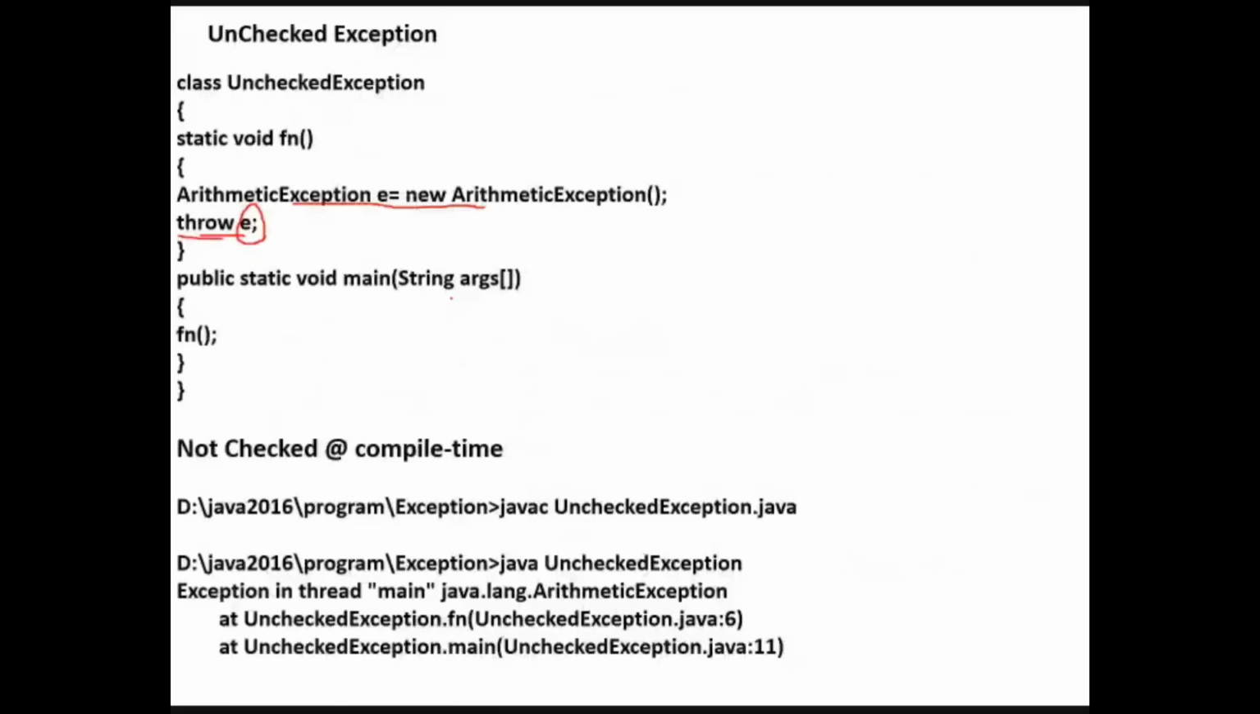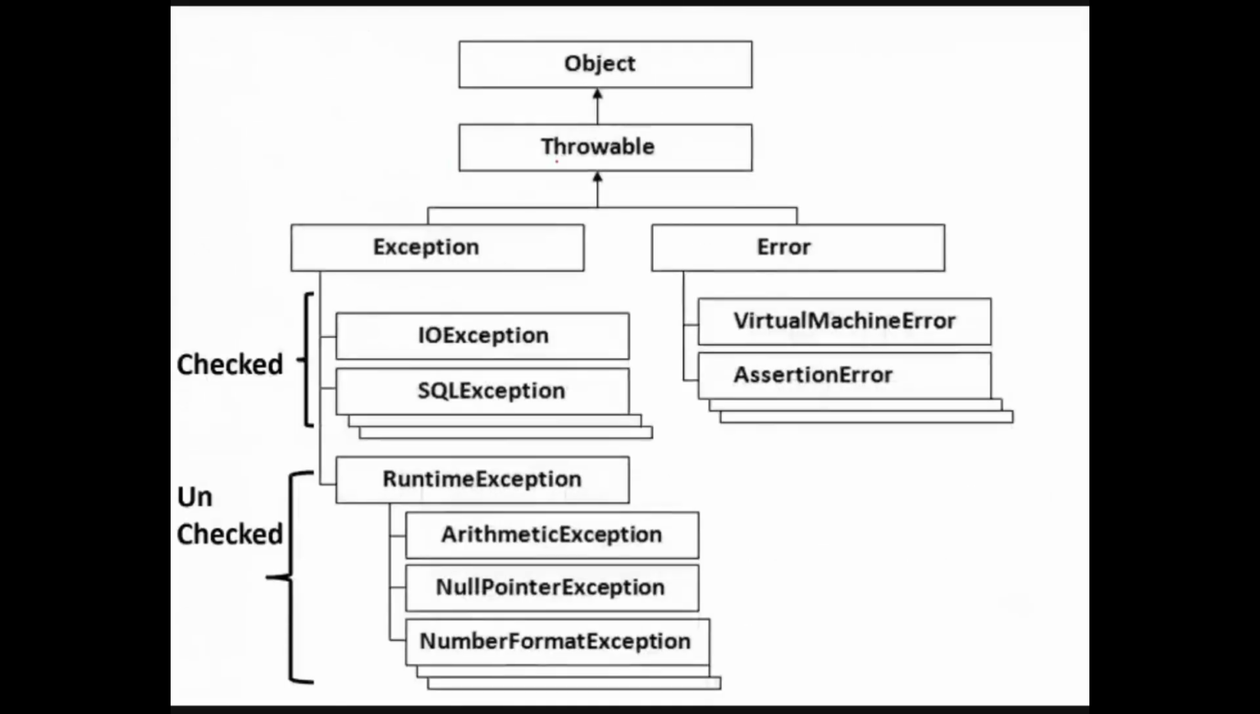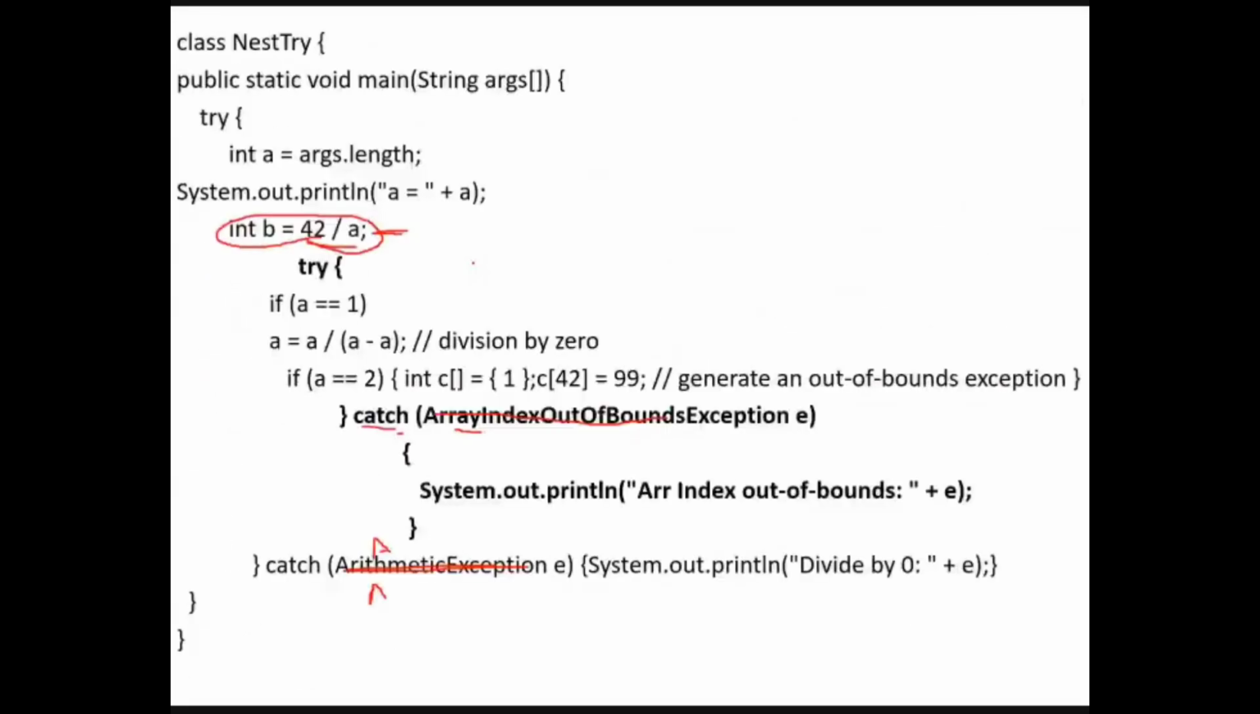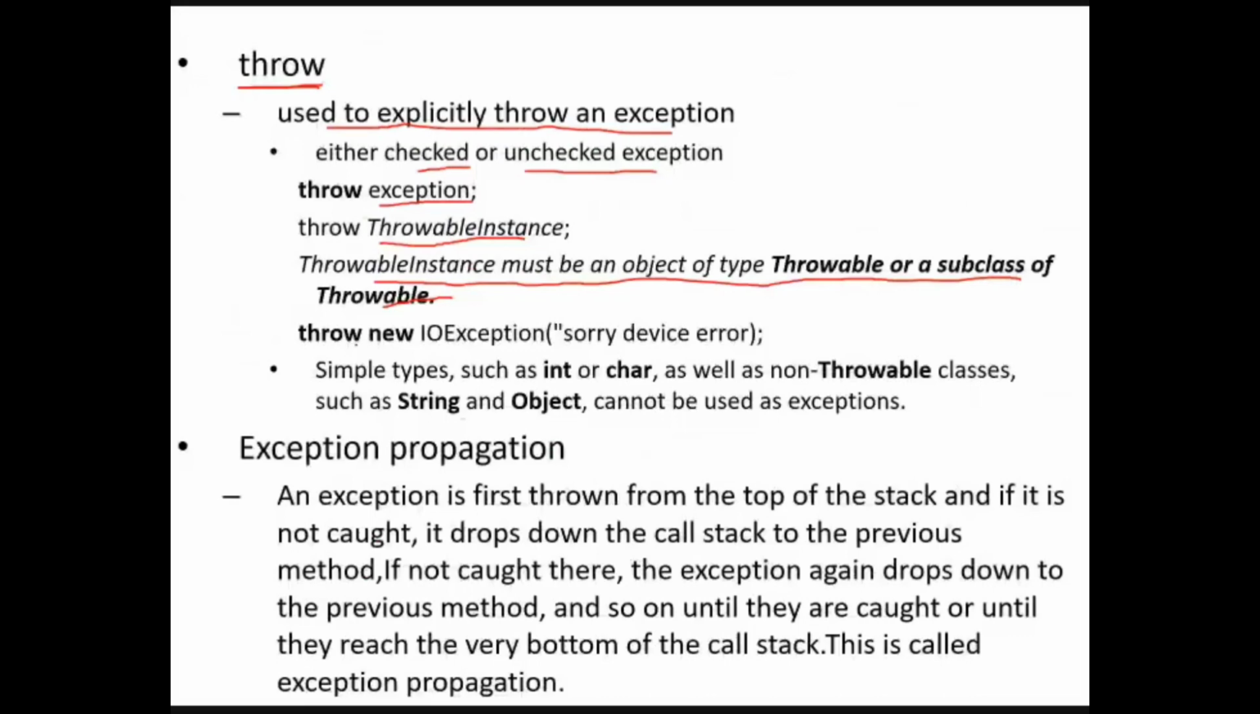So Throwable is the superclass for all types of exceptions, and the subclasses are exceptions. For example, throw new IOException. Here I am explicitly throwing one IOException with the string "device error". Simple types such as int and char, as well as non-throwable classes such as String and Object, cannot be used as an exception. You cannot throw int, char, or double types like that.